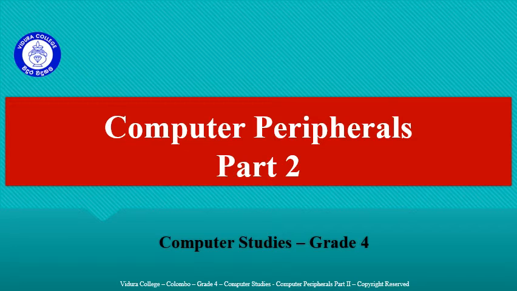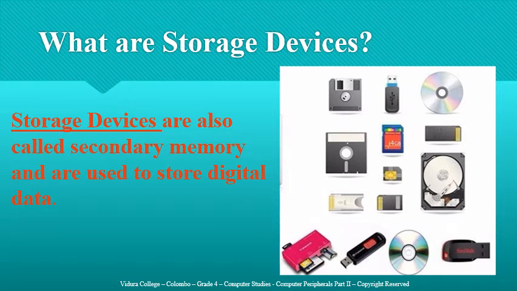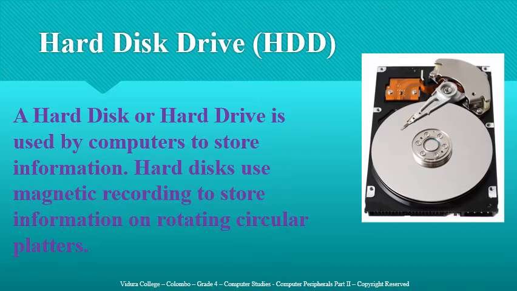So pay attention. What are storage devices? Storage devices are also called secondary memory and are used to store data in digital format. Hard disk drive or HDD. A hard disk or hard drive is used by computers to store information. Hard disks use magnetic recording to store information on rotating circular platters.